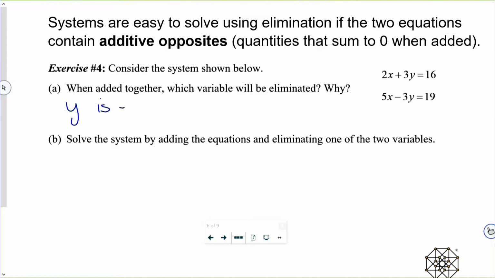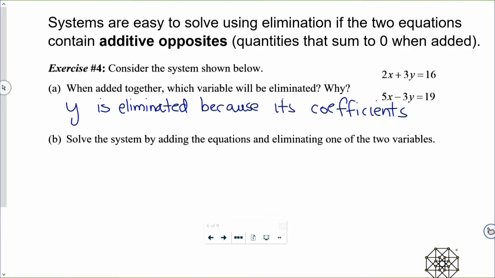Y is eliminated because its coefficients are additive opposites. Never know when red's going to come out. Additive opposites, right? 3 and -3.